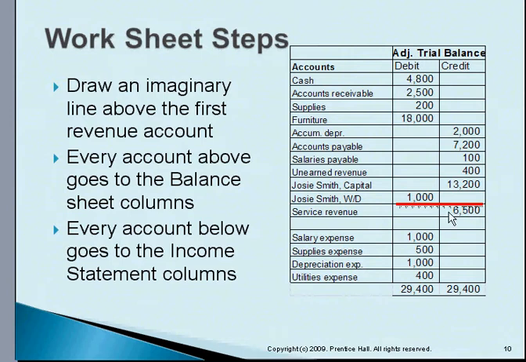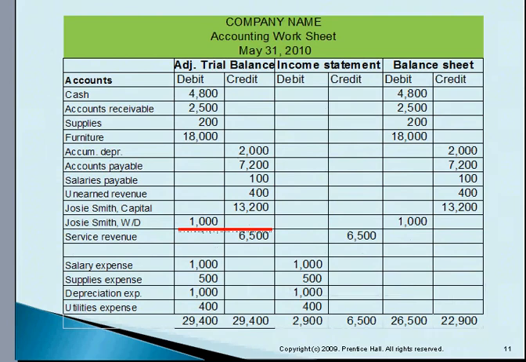Okay, so next what we're going to do is to separate the revenue and expenses from the assets, liabilities, and owner's equity. So every account above the line goes to the balance sheet, every account below the line goes to the income statement. Okay, we then extend our worksheet for 4 more columns. The first two are titled Income Statement. We'll just slide over the income statement numbers to their respective columns.